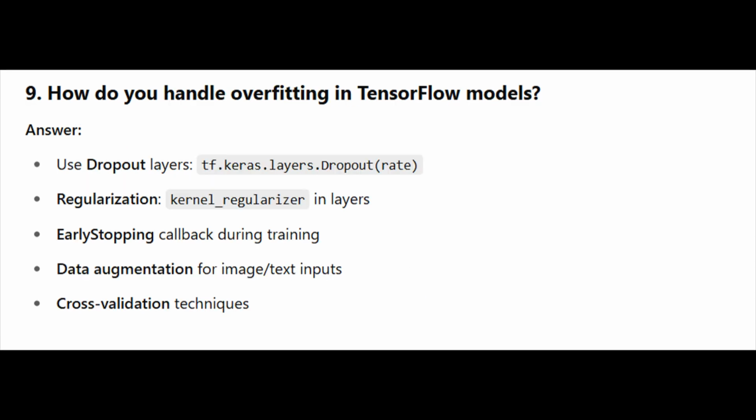9. How do you handle overfitting in TensorFlow models? Answer. Use dropout layers, tf.keras.layers.Dropout, with a dropout rate. Regularization, kernel_regularizer in layers. Early stopping callback during training. Data augmentation for image/text inputs. Cross-validation techniques.